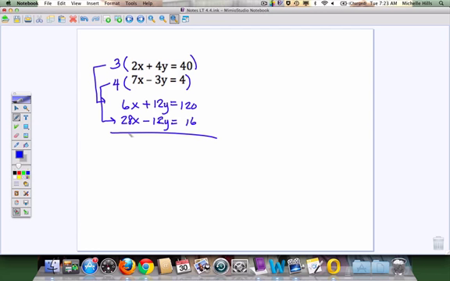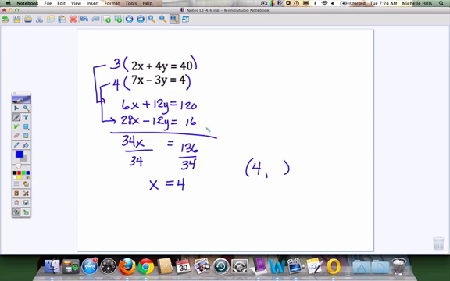6 and 28, both positives, gives me a positive 34x. Plus 12y minus 12y, that's 0, so my y term is eliminated. And 120 and 16, they're both positives, so I get 136. Divide both sides by 34 to isolate the x, and I get x equals 4. So my point of intersection is the point where x is 4.